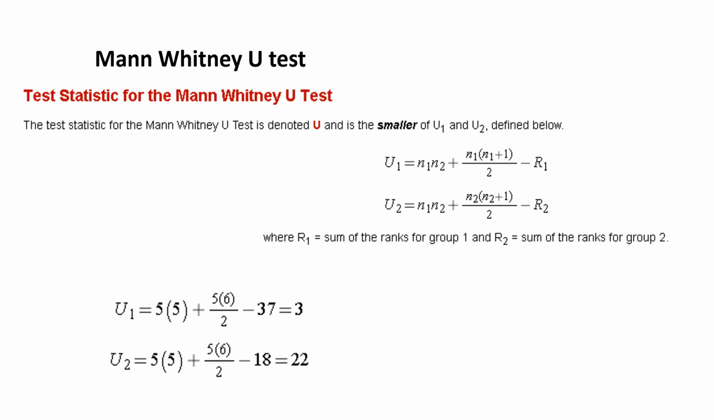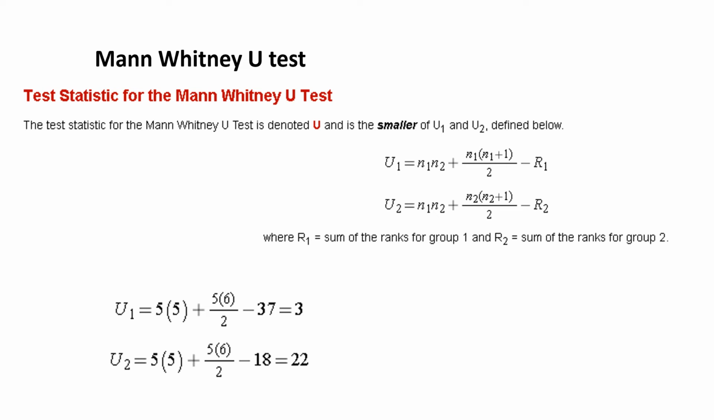You have to calculate U1 and U2. Then you take the smaller one, that is the Mann Whitney U value. How to calculate U1? U1 is equal to N1 multiplied by N2 plus N1 multiplied by N1 plus 1 divided by 2 minus R1. That is the U value for group 1. That is U1.